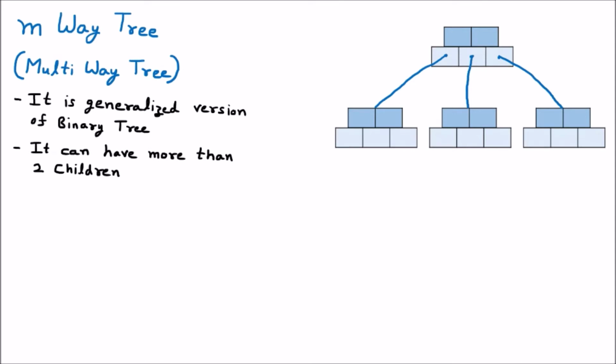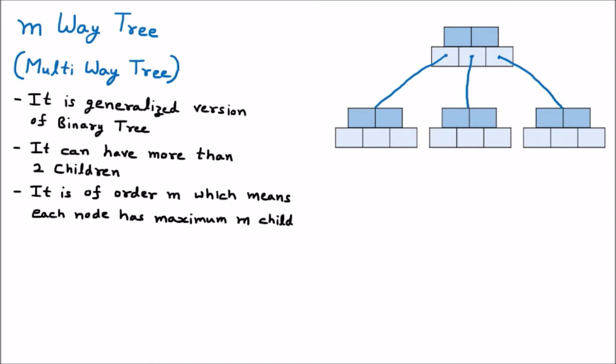But talking about the M-way tree, it works in the same manner as the binary tree, but it can have multiple children: 2, 3, 4, 5. So any number of children it can have. That's why the name given is M-way, because it can have multiple children, more than 2 children also. Now, the M-way tree is of order M, meaning each node has a maximum of M children.